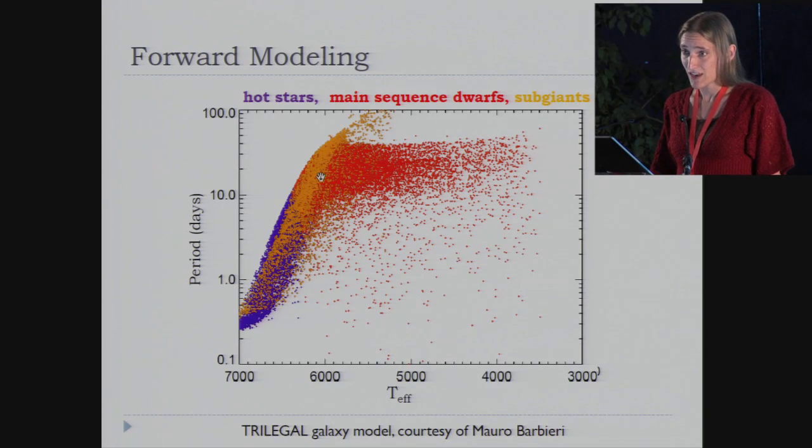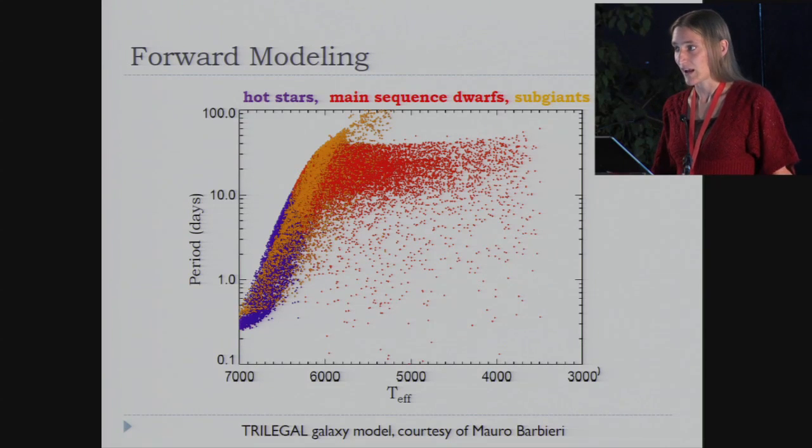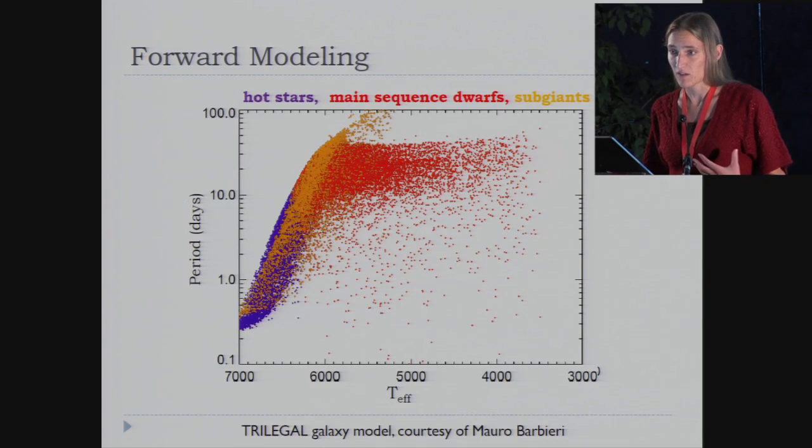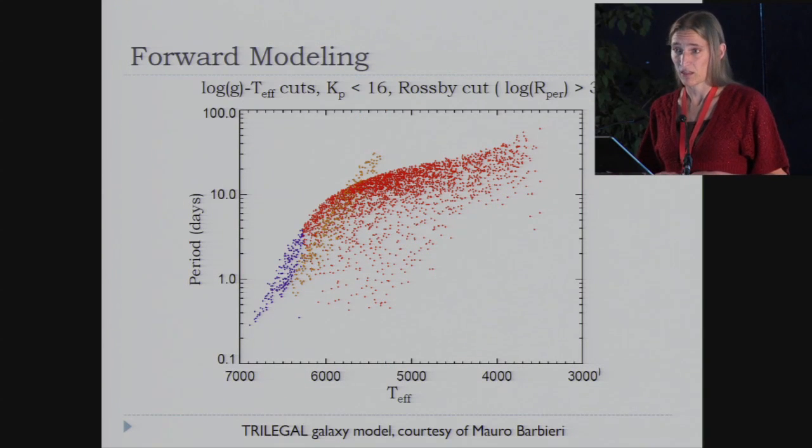And so you can imagine making a Rossby number cut. And to make this cut, I've assumed an empirical relationship between Rossby number and amplitude that's calibrated on an open cluster. I've made a cut that makes sense based on the kind of limits that were seen in this McQuillan paper, the 34,000 stars. And when you do that cut, you get something that looks like this.